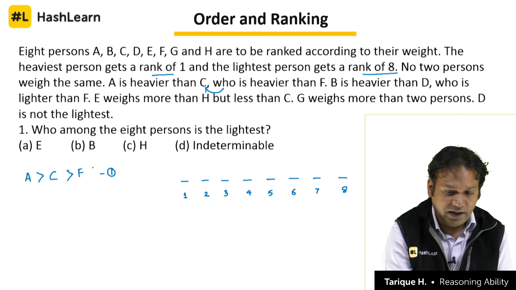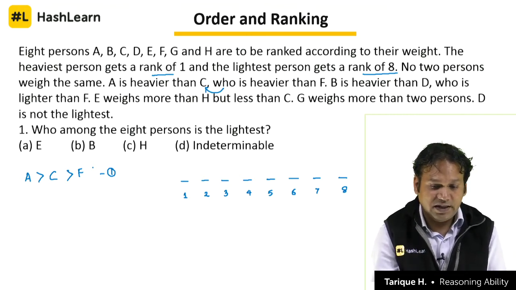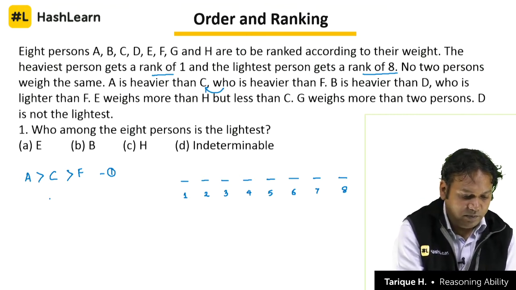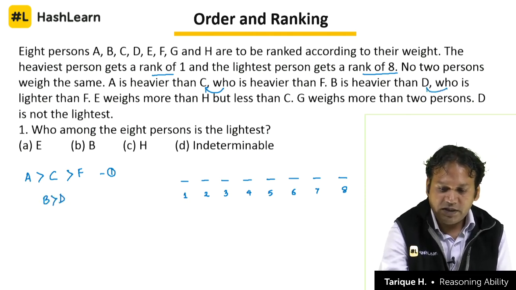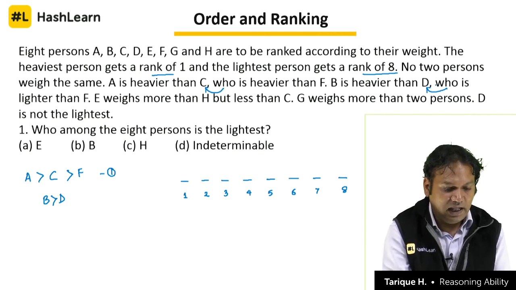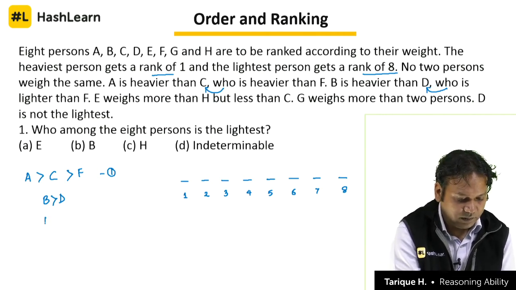B is heavier than D. Who is lighter than F? So B is heavier than D. Who here means D, and D is lighter than F. So F is heavier than D. So we have our second and third equation.